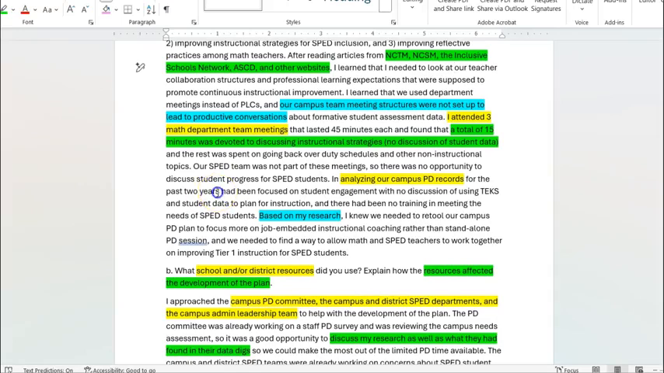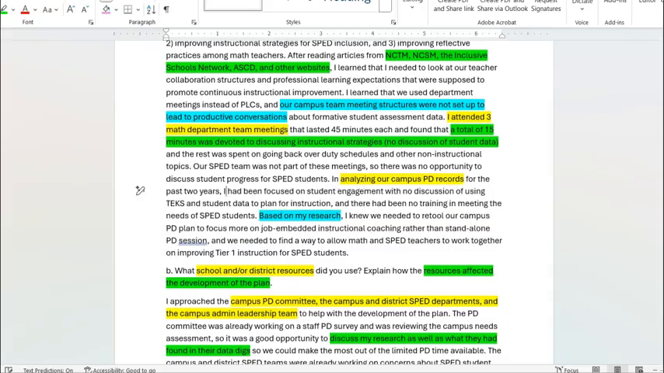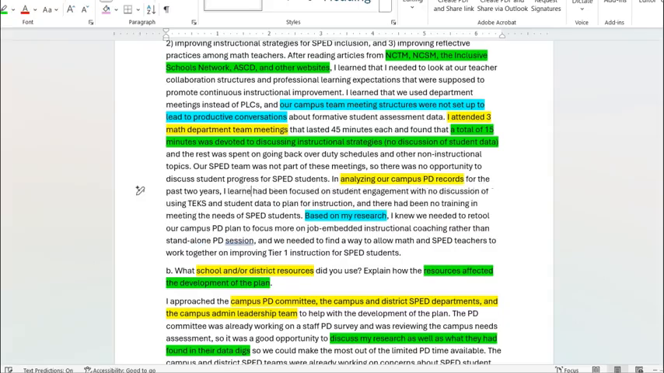I've got a typo here again. I found that we had been focused, no, that I learned PD will say PD. I learned, sorry, you have to watch me edit this.